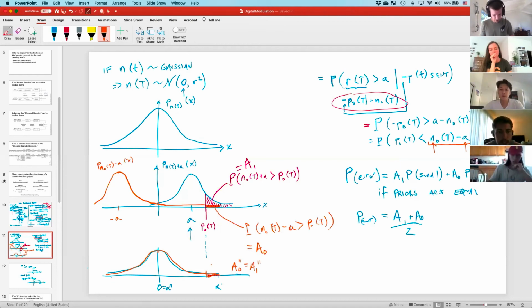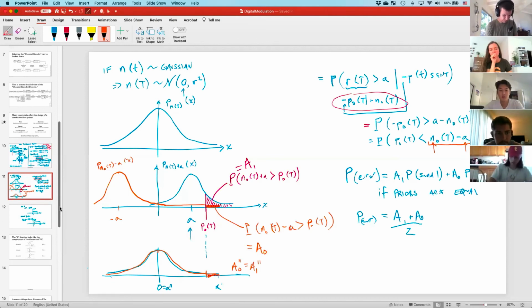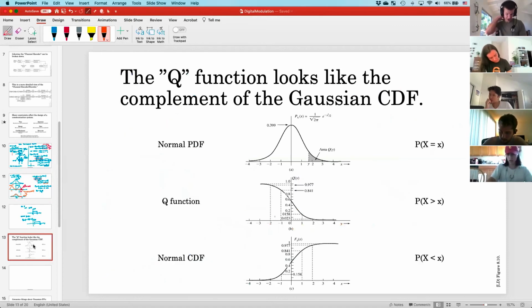Let's see. Do we have time for the rest of this? Yeah, I think we do. So because the question of bit error is one of areas under Gaussians, I think we should talk about Gaussians for a little bit. Okay.